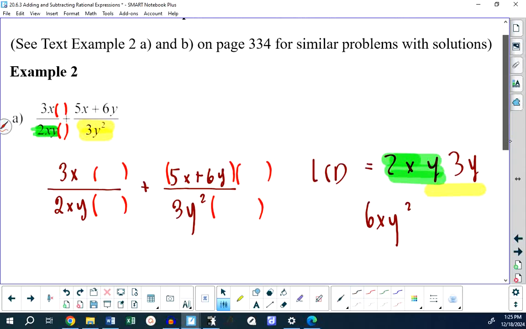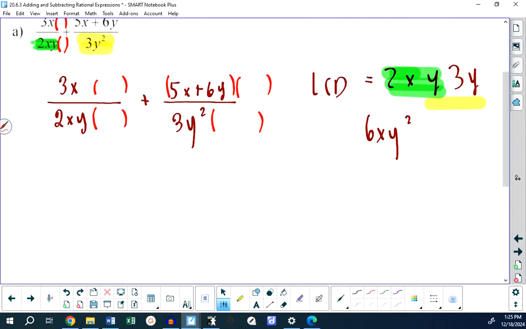So I want to change that 2xy to a 6xy squared. I need to multiply this by a 3, and I need to multiply it by a y, so I multiply the top and the bottom by 3y. I need to change the 3 to a 6 for the second denominator, which means I need to multiply by 2, and I also need an x. So I'll take a pause there. Are we okay with multiplying the top and the bottom by 3y for the first, and the top and the bottom for the second by 2x?